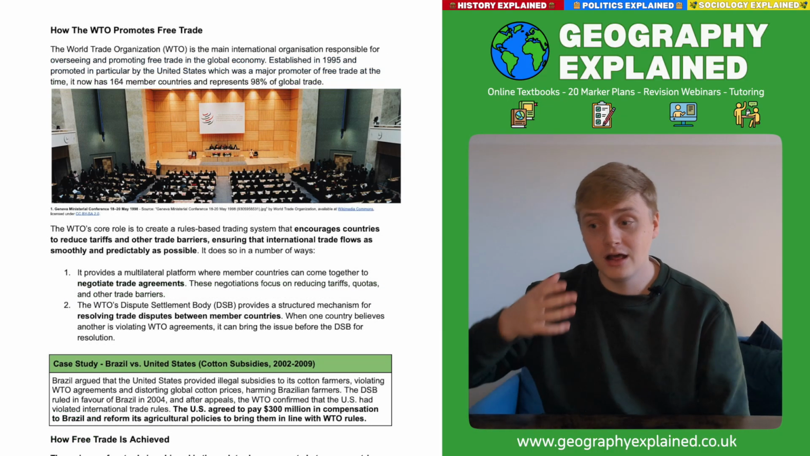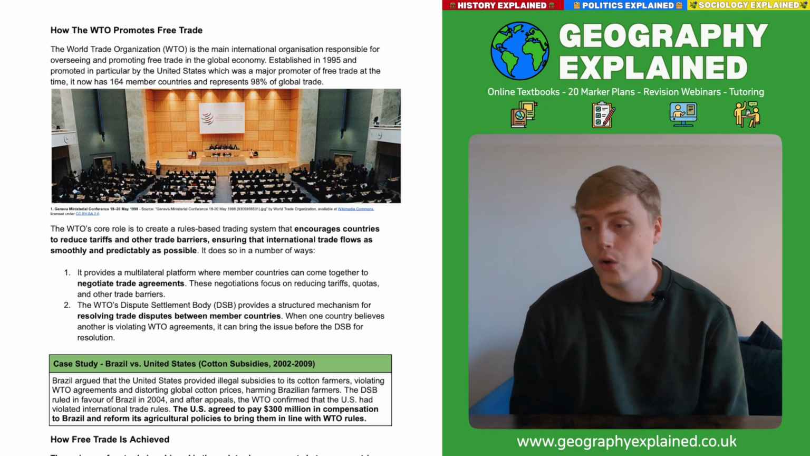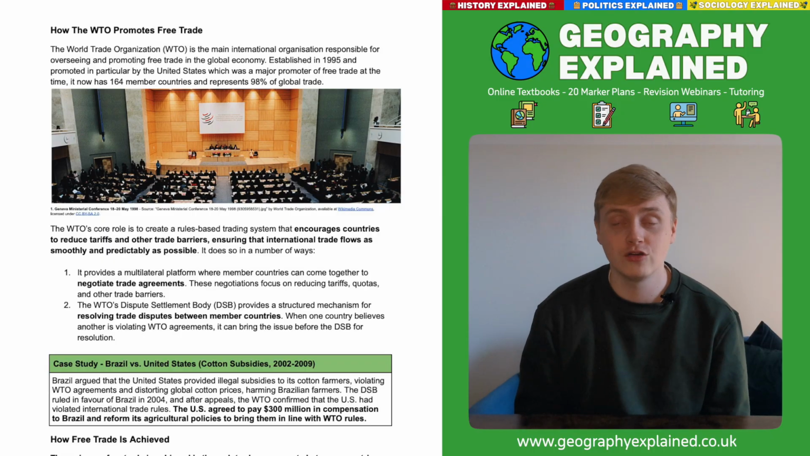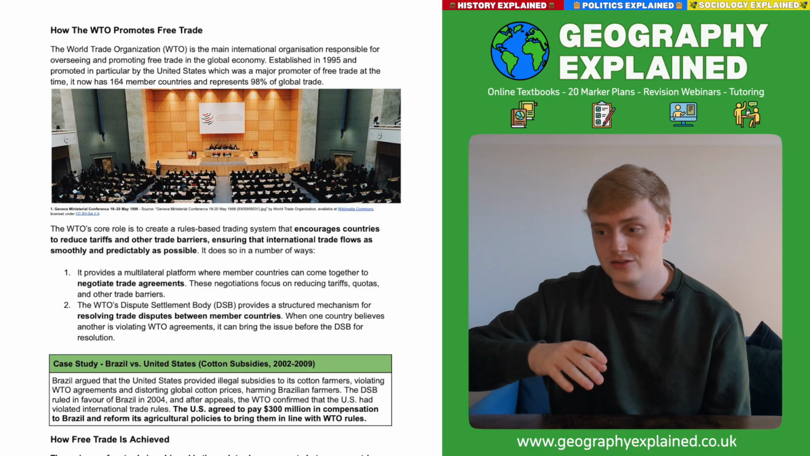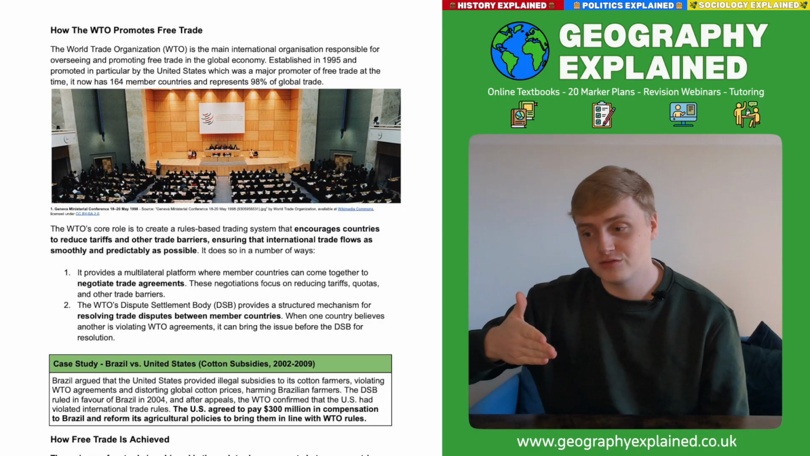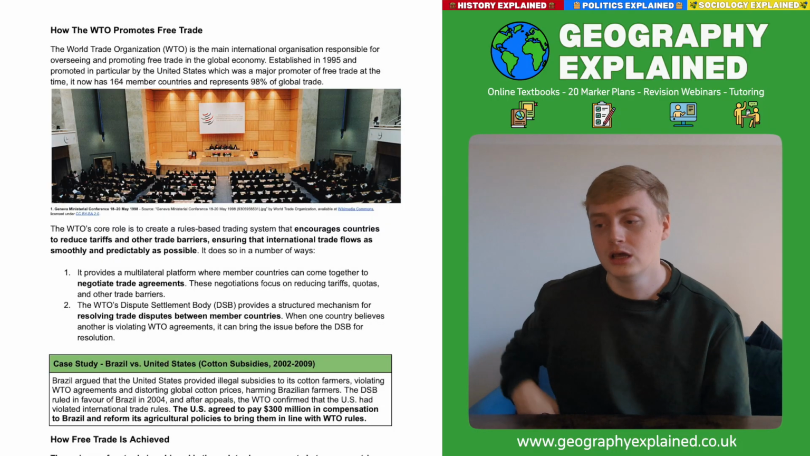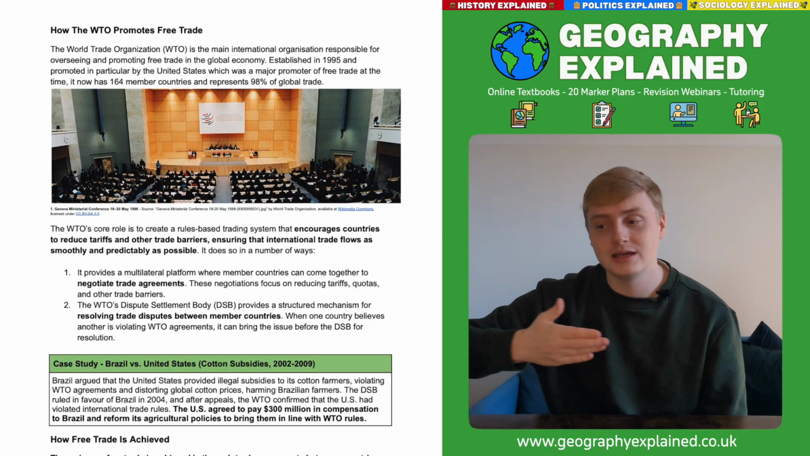As I touched on briefly there, the World Trade Organization is an international organization that plays a key role in promoting free trade. It was established in 1995, in particular promoted by the United States, and it now has 164 member countries that together represent 98% of global trade. Its core role is effectively to promote free trade, to discourage countries from placing tariffs and other trade barriers. We're going to have a look at those in a bit more detail in a minute when we look at protectionism, to ensure that trade flows as freely and smoothly and predictably as possible.